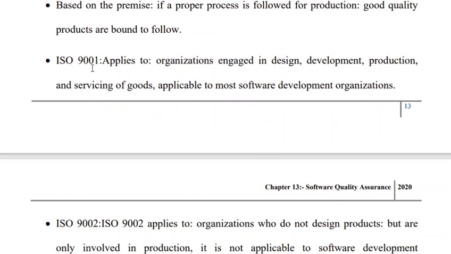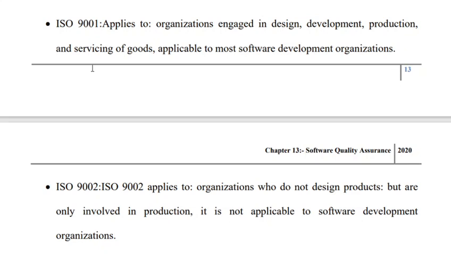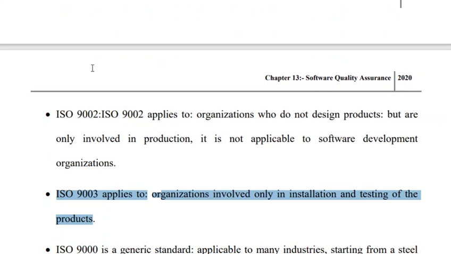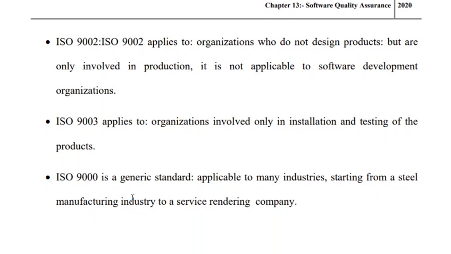Now, ISO 9001 standard is applicable to organizations that are engaged in designing, developing, producing, and servicing systems. So these are applicable to software development organizations. ISO 9002 is applicable to organizations that are not involved in designing but are involved in the production process. So this is not applicable to software development organizations. ISO 9003 applies to organizations involved in testing and installation of products.